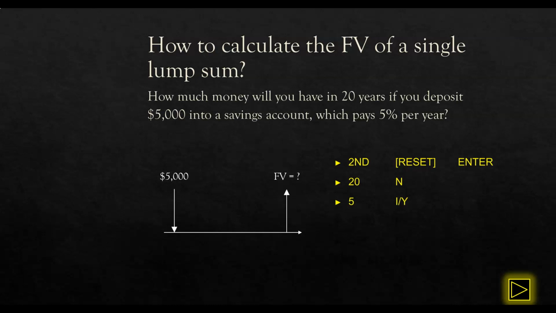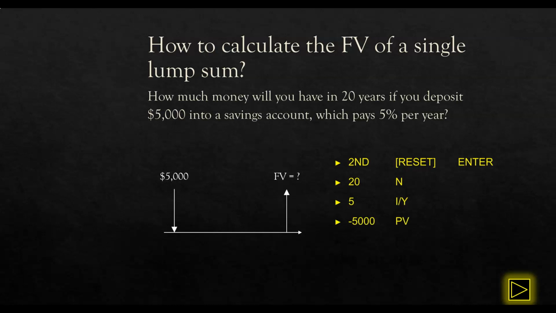Always keep in mind, if you're using the TI BA II Plus or the TI BA II Plus Professional, when you enter the interest rate as I/Y, whatever number you put in, the financial calculator always assumes this is already a percentage number. So 5 for 5%. In fact, it will be incorrect if you put in 0.05. It will also be incorrect if you put in 5%. So here, just 5 for 5% for I/Y.